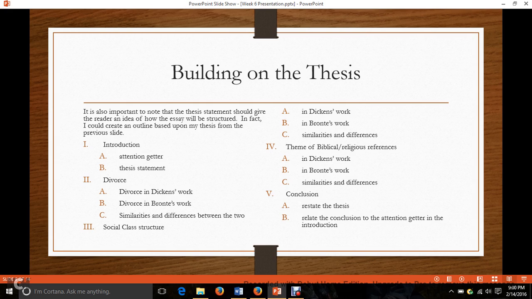So instead of breaking this down between the three elements that I would cover in the body of my paper, I would break it down by story. So I would have the introduction. The first section would be Dickens' work, and in that I would talk about each of the elements: divorce, social class structure, and theme. And then the second section of the paper would have to do just with Bronte's work, and we talk about divorce, social class structure, and theme. And then, of course, in either instance, we would have a clear concluding paragraph that restates the thesis statement in a new way and perhaps could relate the conclusion to the introduction, bringing everything together.